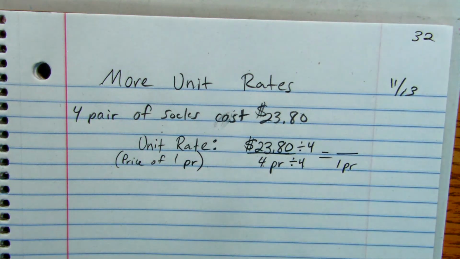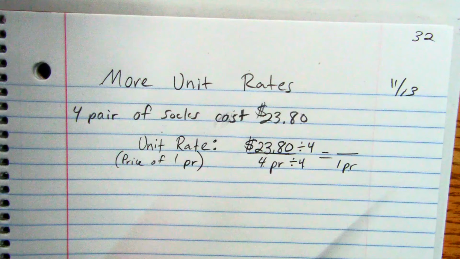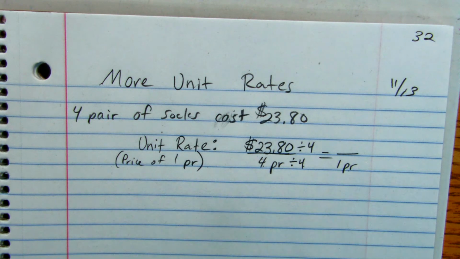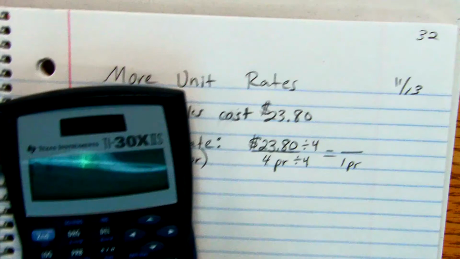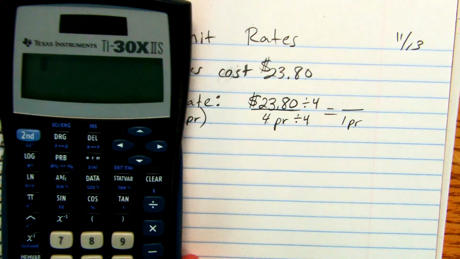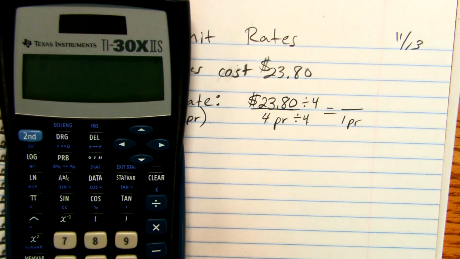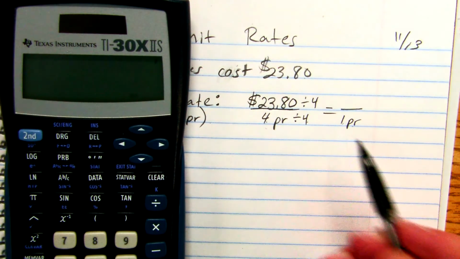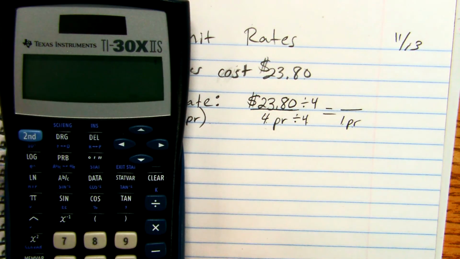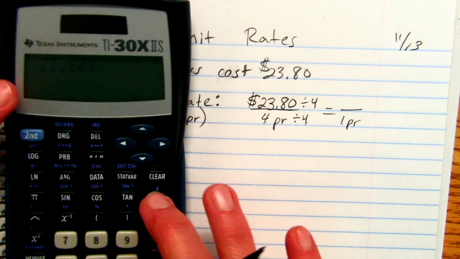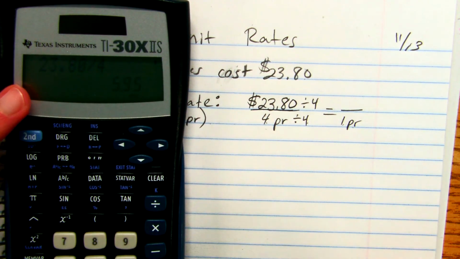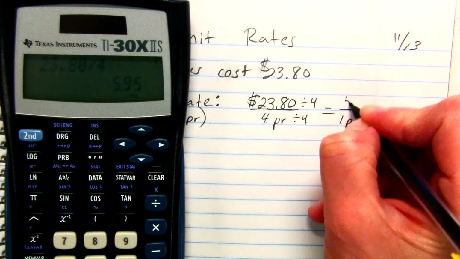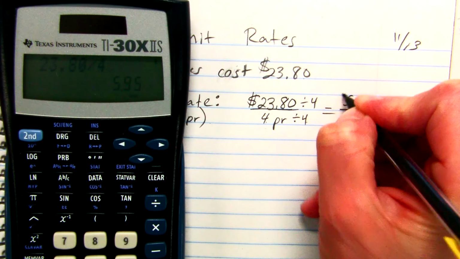And we are using our calculators. So let me get mine out and put it under the screen so you might be able to see what's going on there. And so I'm going to take 4 divided by 4 is 1. I can do that without the calculator. But 23.80 divided by 4, I'm going to use the calculator to help me do. And I come up with 5.95.